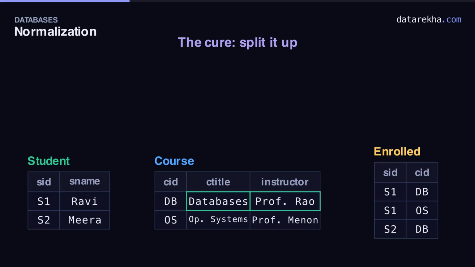All three anomalies vanish. Add a course with no students. Drop an enrollment without losing the course. Change an instructor in a single cell. And crucially, nothing is lost. Join enrolled back to student, then to course, and you rebuild the original table exactly. No rows invented, none missing. That guarantee is a lossless decomposition, and it gets its own lesson next.